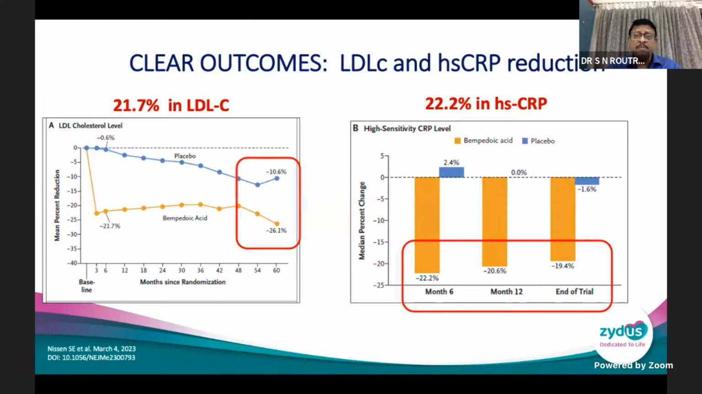Another thing that has been seen is that bempedoic acid also has a pleiotropic effect. It reduces hsCRP. In this trial, there was a 21.7% reduction of LDL cholesterol and a 22.2% reduction in hsCRP. Over the months, at 6 months, 12 months, till the end of the trial, the benefit remained persistent. The median follow-up was 40.6 months. So even in long follow-up, bempedoic acid has been found beneficial, reducing cardiovascular endpoints in statin intolerant patients.